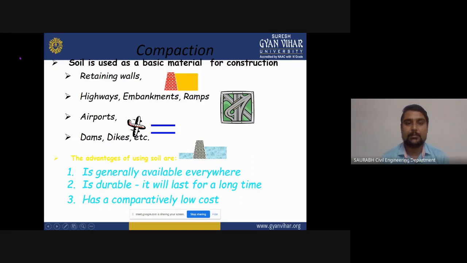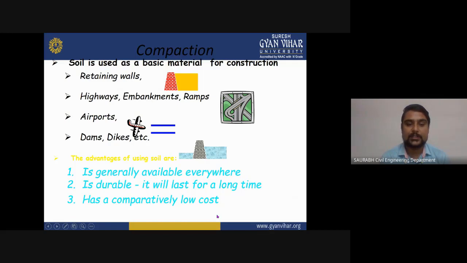First we will see the compaction. As we all know, we have done this topic. Compaction is the process of removal of air voids from the soil sample. And as you can see, soil is used as a basic material for construction. Maybe it is a retaining wall, maybe a highway embankment or ramp, maybe an airport. There are also advantages of using soil, that's why we always use soil in the construction of this kind of structure.